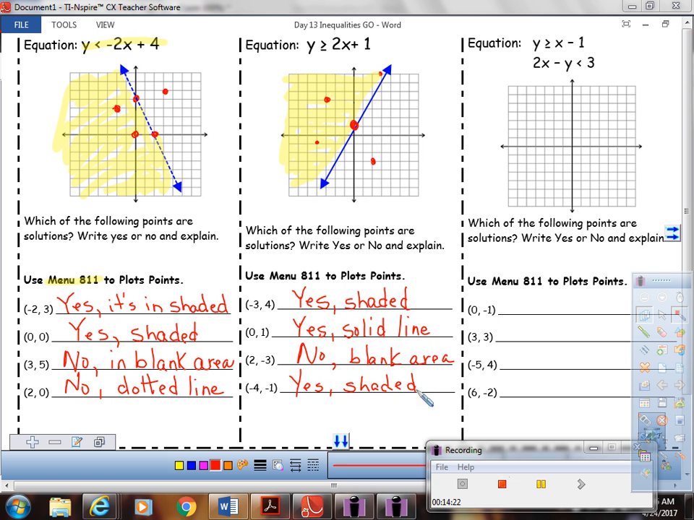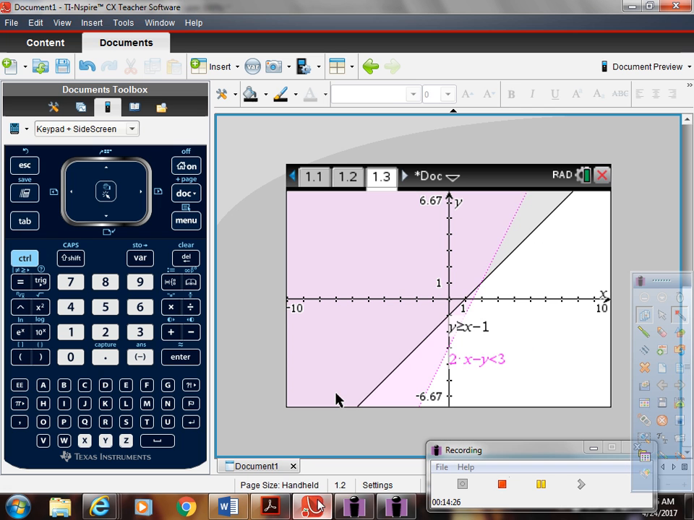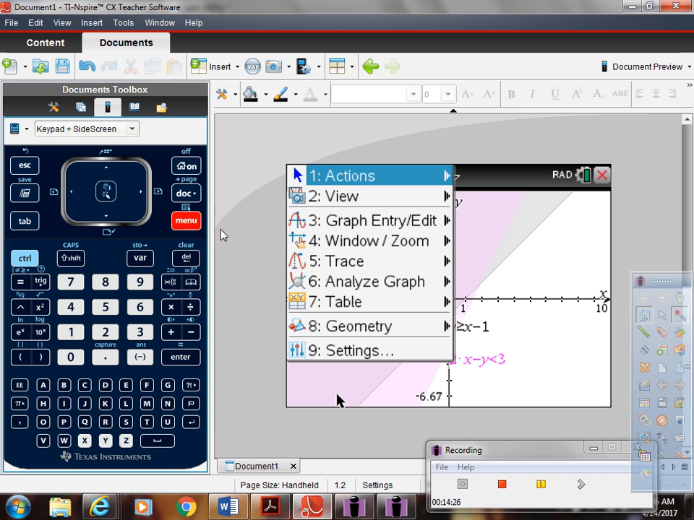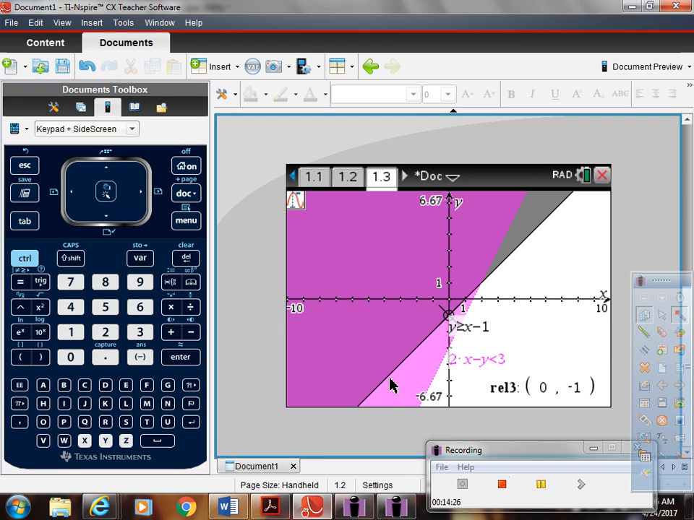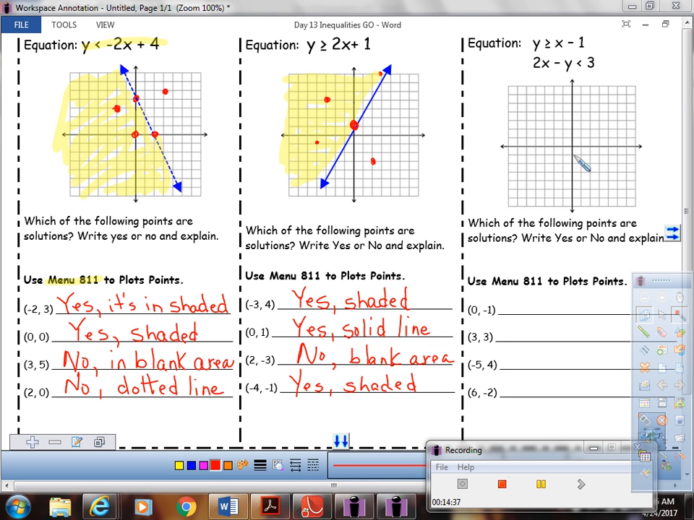So let's try 0, -1. You know what? First, let's graph it. Let's graph it. Menu 5, 1. That way we can pick some points off the line. So like on this line, we can graph 0, -1. So let's graph it right here. 0, -1. And let's find another one.